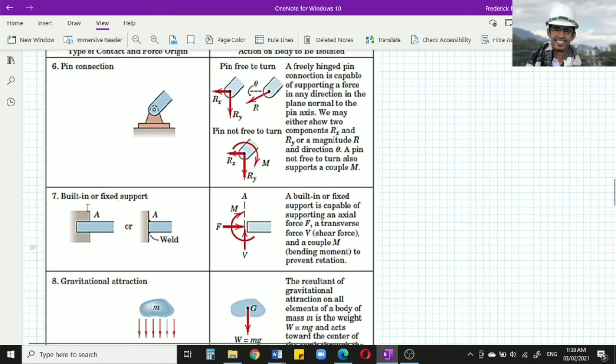Naka-fix siya. So kaya tinawag na fixed support or built-in. It is embedded dun sa ating structure. So a built-in or fixed support is capable of supporting an actual force F, and a transverse force V, yung ating vertical or shear force, and a couple M, bending moment, to prevent rotation. So kapag fixed support, nape-prevent niyang mag-rotate yung ating rigid body. So ibig sabihin meron siyang moment or a couple.